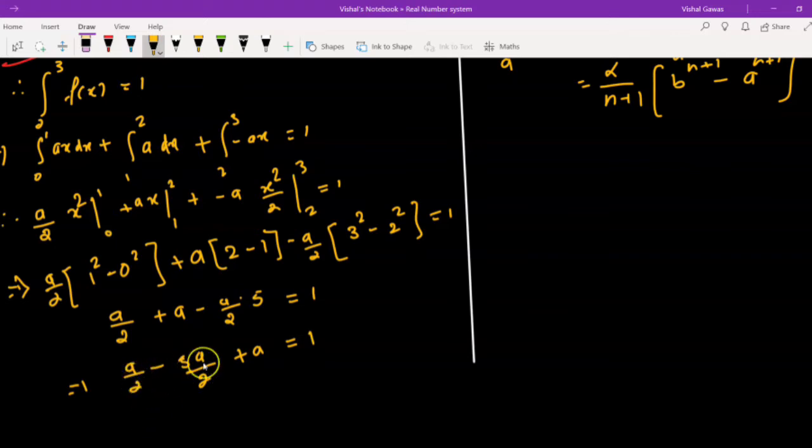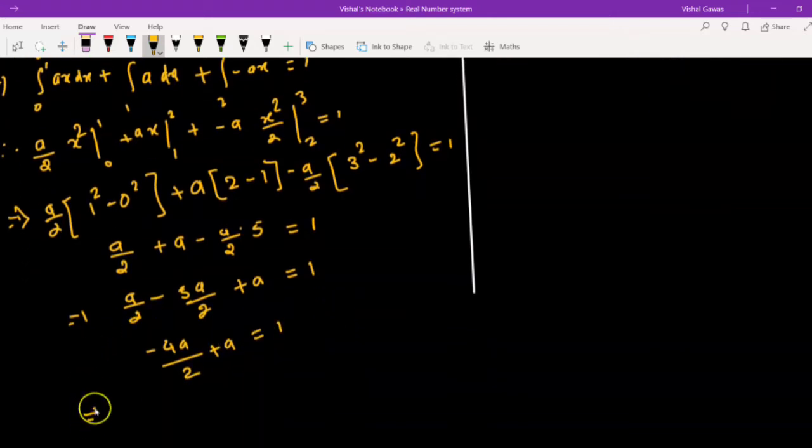Now this is like you subtract 5 from 1. So a minus 5a is nothing but minus 4a. This is minus 4a over 2 plus a is equal to 1, right? What does this imply? This would imply that this would be minus 2 times a plus a equals 1. This would imply that a is equal to minus 1, right? If we have done the calculation correctly, then I should get a equal to minus 1, right?